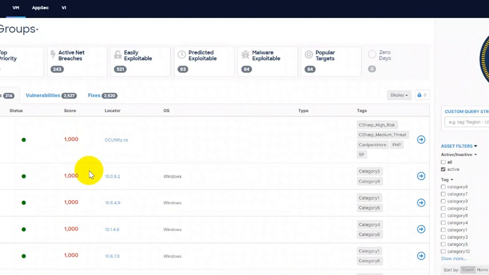So asset details show both uniquely identifying information and common data about the asset. Some common identifying information can be your IP address, host name, MAC address, URL, operating system, or FQDN.